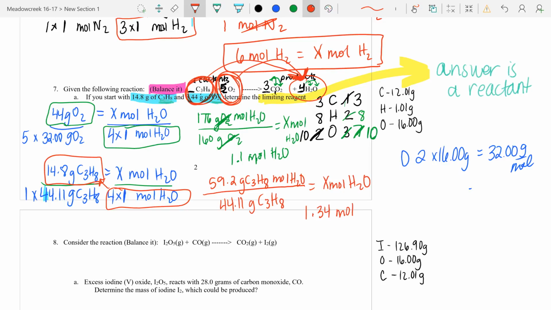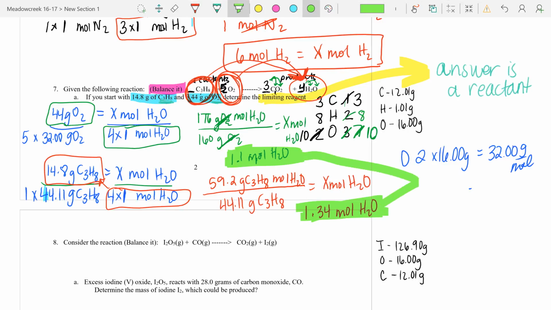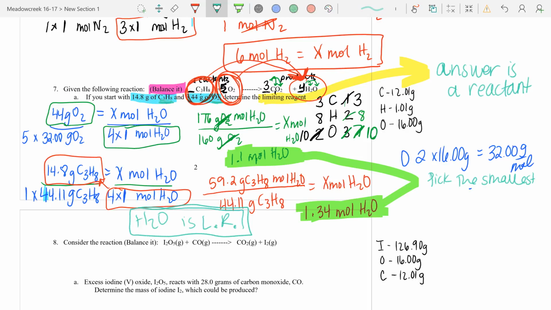1.34 moles of H2O. Now, if we look at our 2 answers, so far we've got 1.1 moles of H2O and 1.34 moles. The way to tell the limiting reactant is you pick the smallest. So in this case, water only produced 1.1, so that means O2 is the limiting reactant. And C3H8 is going to have some left over.